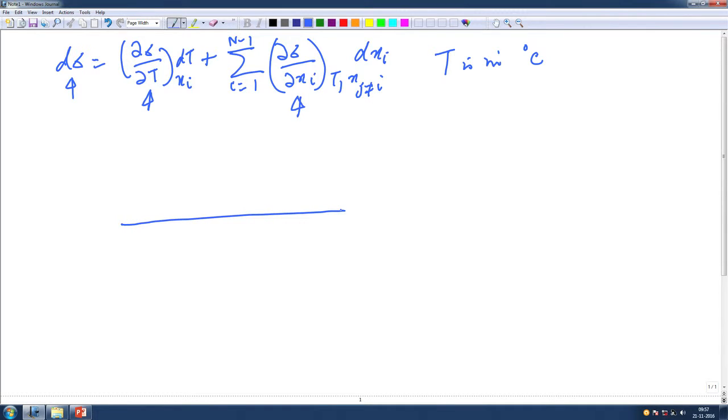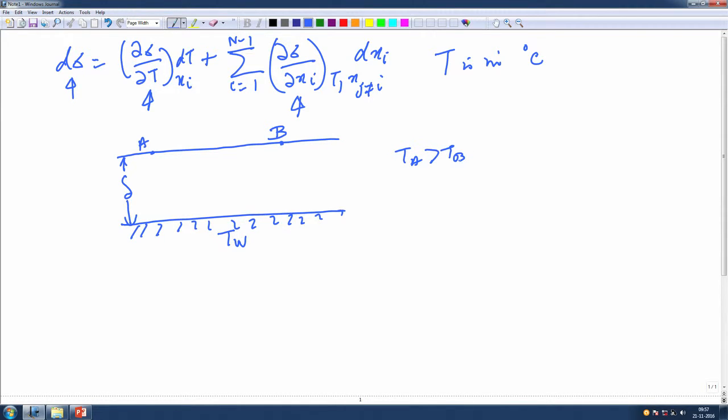Now, let us assume that you have a surface, and this is a very common occurrence, at a temperature of Tw. There is a liquid layer that is sitting on top of this heated surface, and this layer has a thickness of about delta. Let us not be bothered about the magnitude of delta. Now, at 2 points on the surface, let us take a point A and a point B. What we can see is the temperature at point A is more than the temperature at point B.